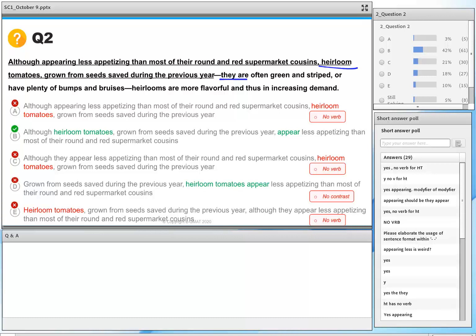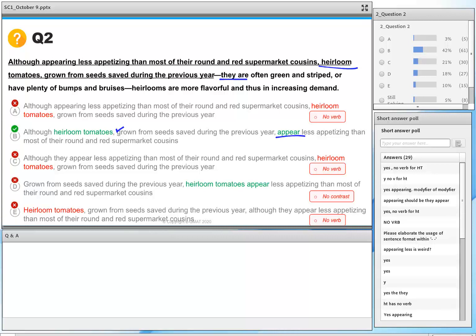So choice B changes the structure of the sentence a little bit, although heirloom tomatoes, and then definitely this was our description in the original sentence. The correct answer choice retains that, and the missing verb has been compensated for. Although heirloom tomatoes are less appetizing than most of their round and red supermarket cousins.